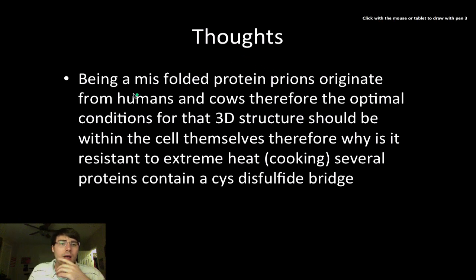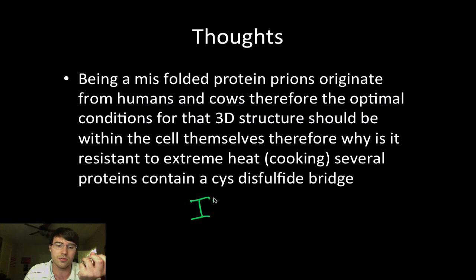Okay, so just some last second thoughts about prions and things that I don't quite understand. Being a misfolded protein, a prion would originate from humans and cows, such as in mad cow disease or Creutzfeldt-Jakob. That three-dimensional structure alone should be within the cell themselves. Therefore, why is it resistant to extreme heat? A lot of people say that prions are virtually indestructible. And I'm going to write that. Indestructible.